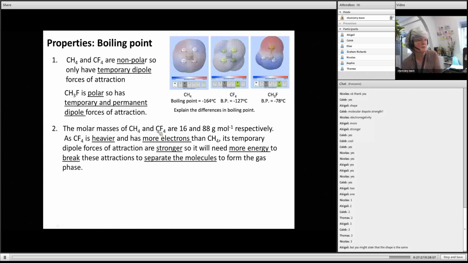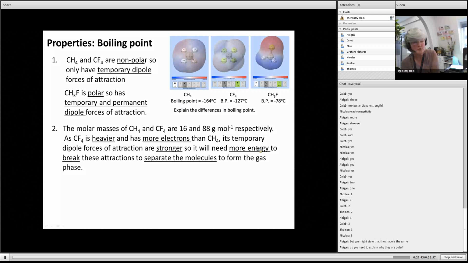So the molar masses, you know, you are given a periodic table, so you can always work out molar mass, remember? So you can talk about this increase in size, so it's heavier, more electrons, so stronger temporary forces of attraction, and so more energy to separate the molecules.